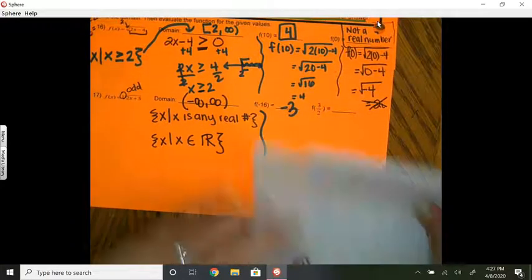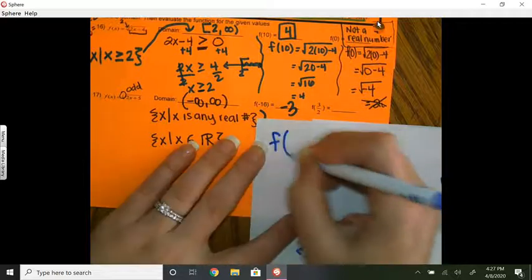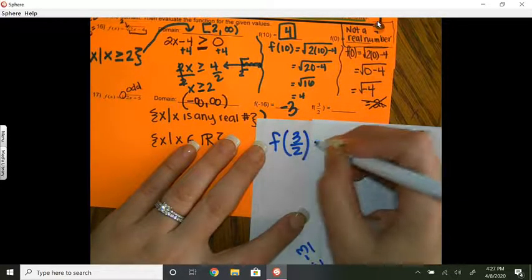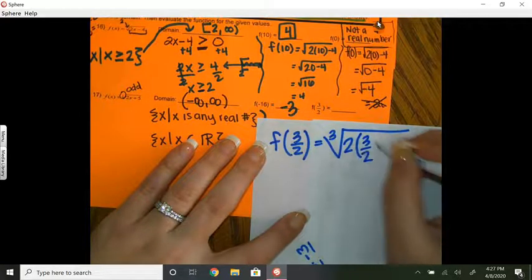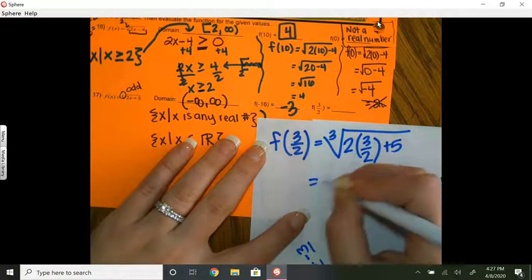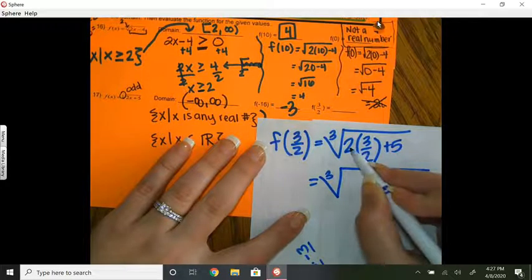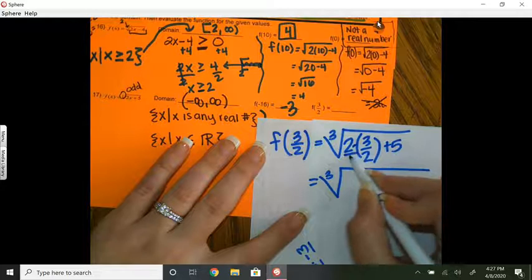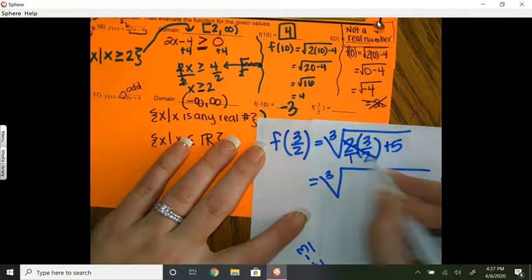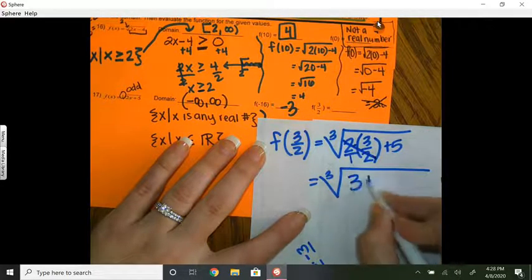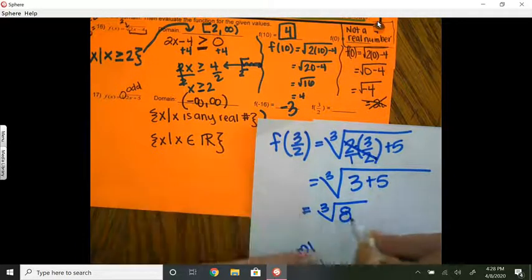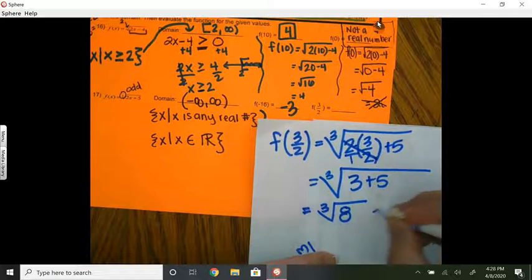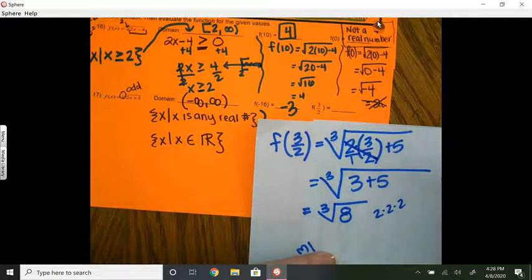Okay, then the next problem is asking us to plug in 3/2 for the x value for the function. Okay, and then we have 2 times 3/2, and we know our rules for multiplying fractions that this is going to make 1 here. So we're just left with 3 plus 5, and we get the cube root of 8. And that means what times itself 3 times is 8? And that would be 2.